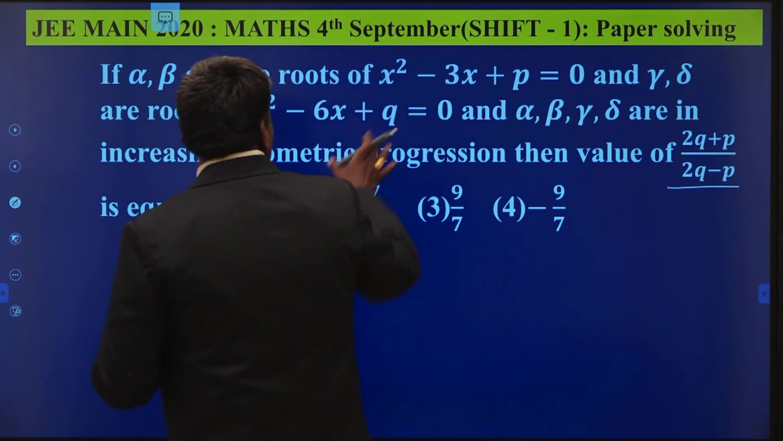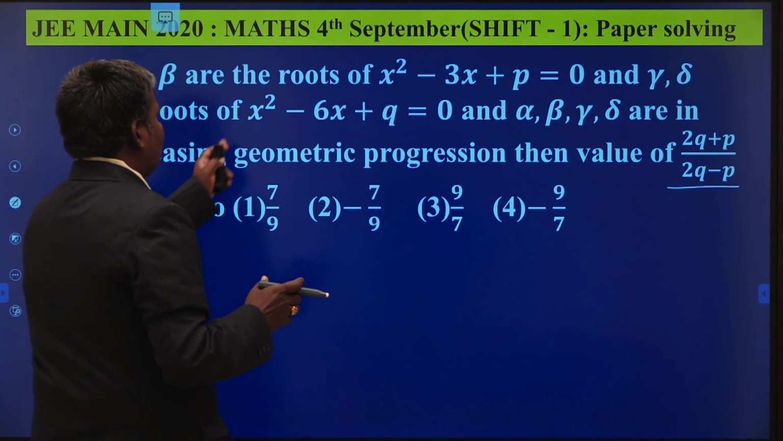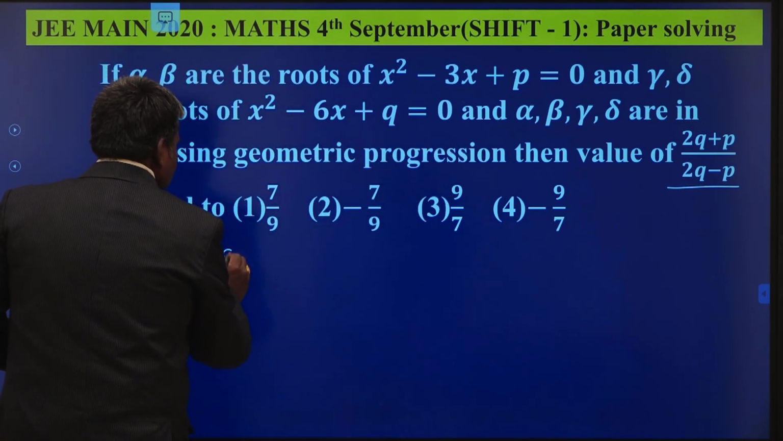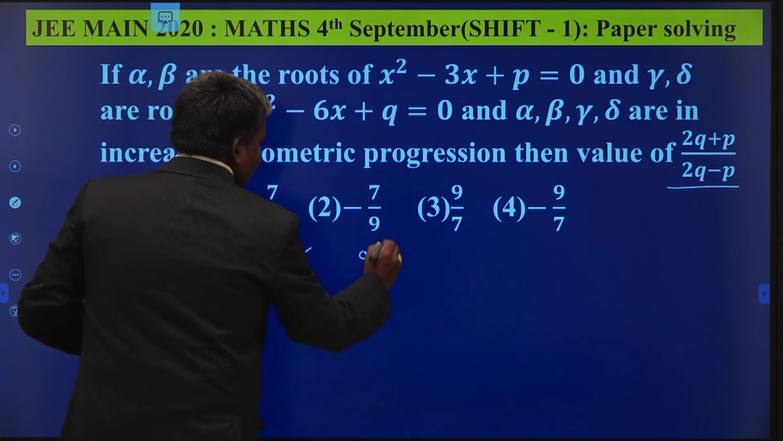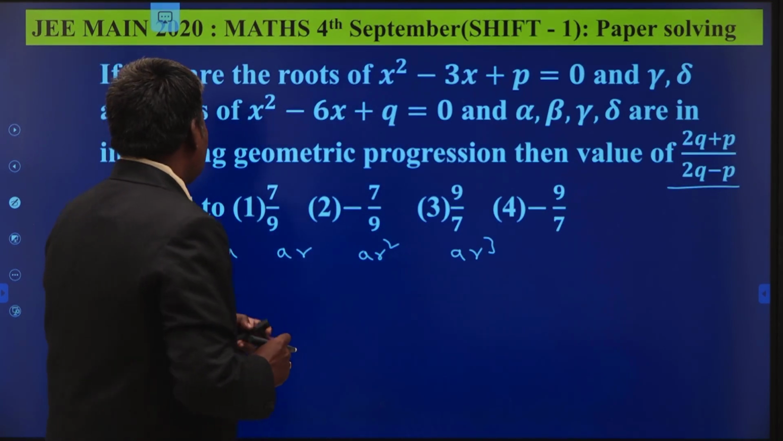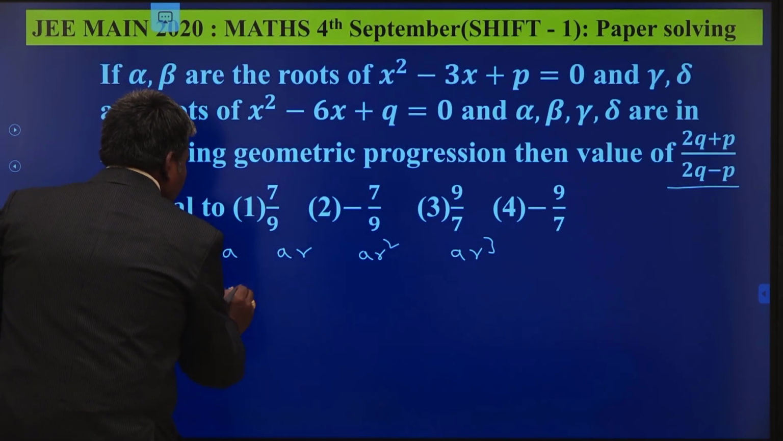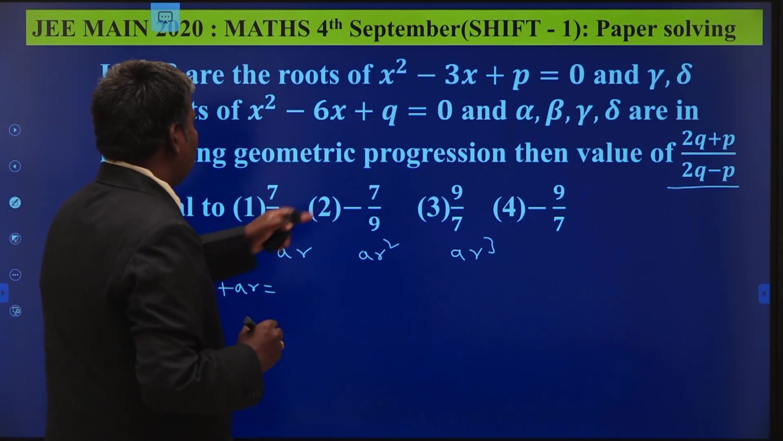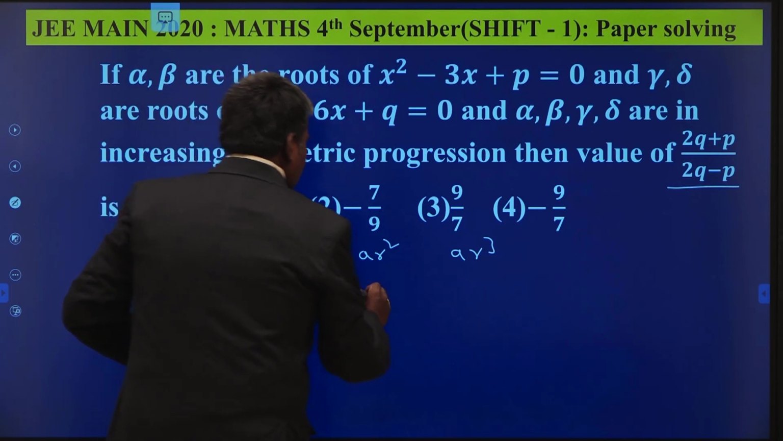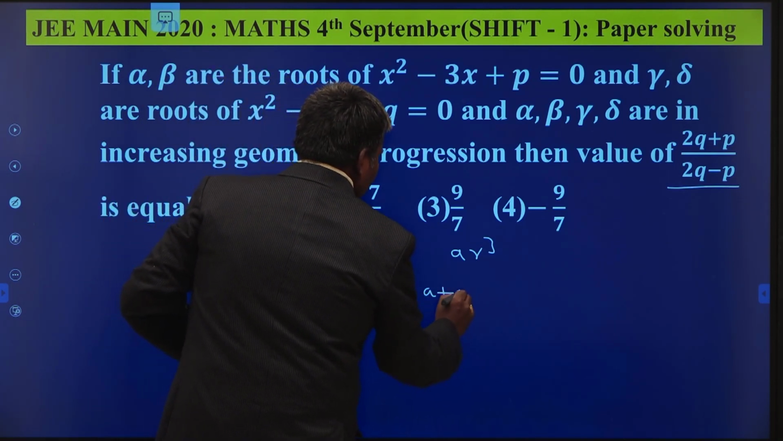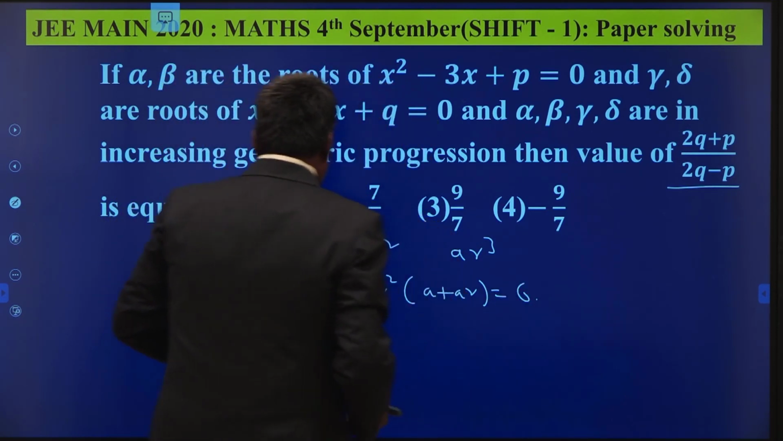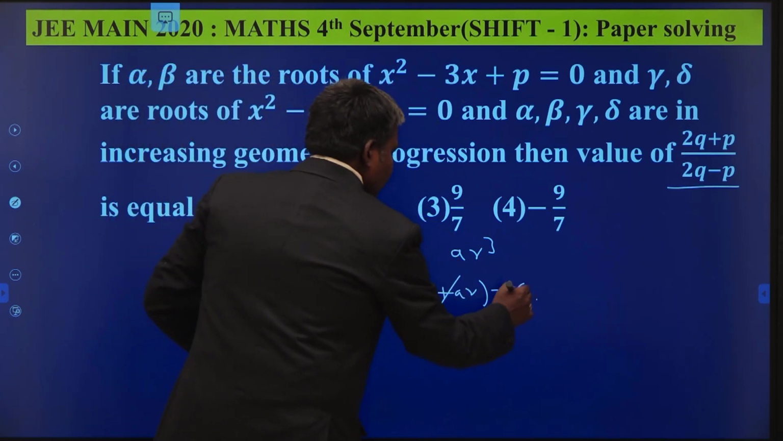So alpha, beta are the roots of this equation, gamma comma delta are the roots of this equation. These are in geometric progression. So the roots are taken as a, ar, ar square and ar cube. The roots may be taken in this manner. Sum of the roots is what now? a plus ar is equals to 3. And ar square plus ar cube, r square times of (a plus ar) is what now from the second equation itself? 6. a plus ar is 3, 3 2's.